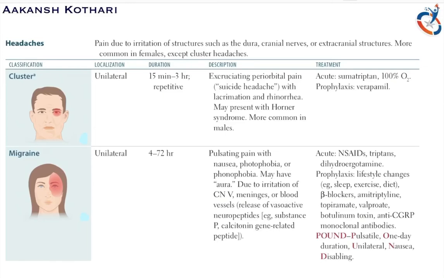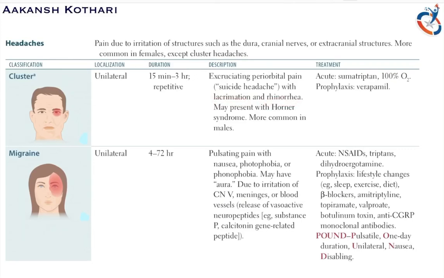Now, let me just come to cluster headache and talk about it. So, the cluster headache is usually unilateral and it lasts for about 15 to 180 minutes repetitively. Okay, now cluster headaches, they are excruciating pain in the periorbital region. That means it is usually behind one eye, and these are like suicide headaches with lacrimation and rhinorrhea. Okay, so these are basically headaches which are present behind one eye, unilateral, and these present with lacrimation and rhinorrhea.